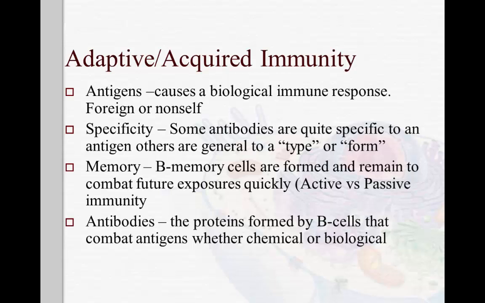Then the immune system has specificity, and that specificity is created by the antigen-presenting cells and the capacity of the immune system to have memory. Memory is created by B lymphocytes or plasma cells. So B memory cells are formed and remain in plasma for future exposures. So we have the primary and the secondary response, and we will discuss today as well active and passive immunity.